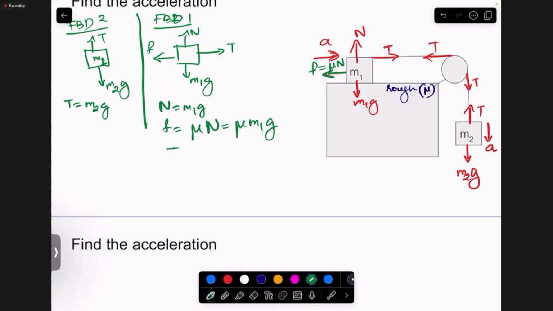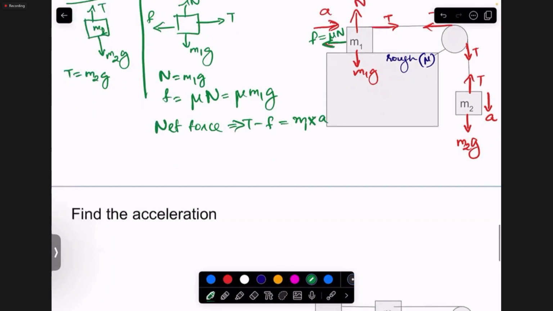So the net force over this block is T minus F, that is equal to M1 times a.